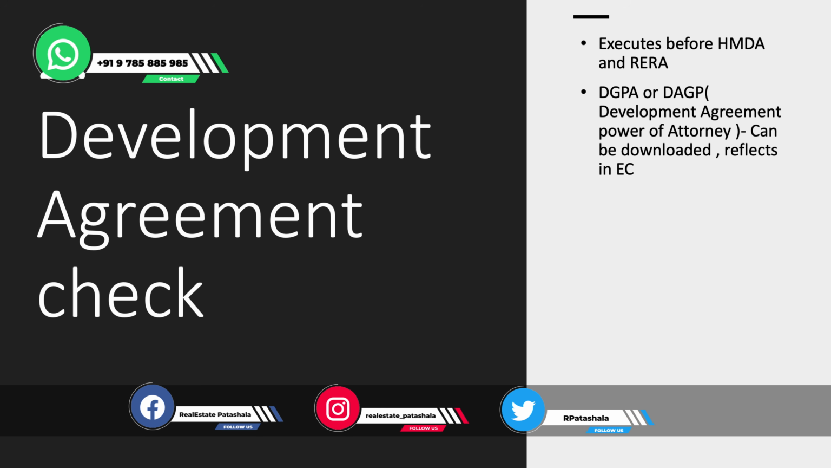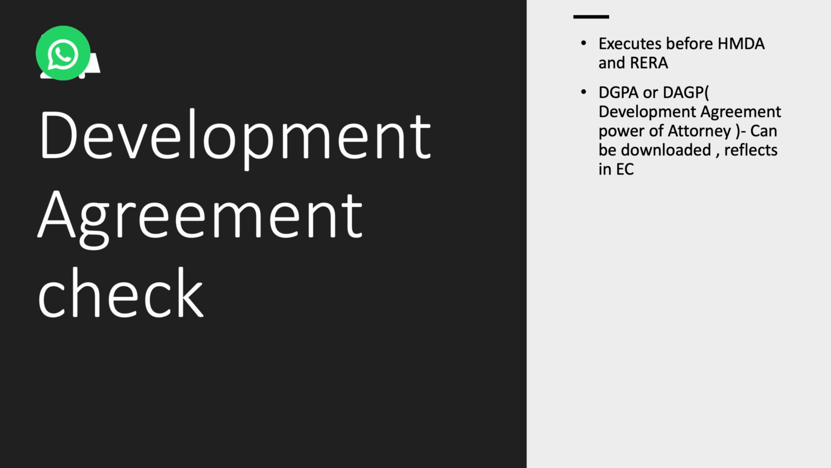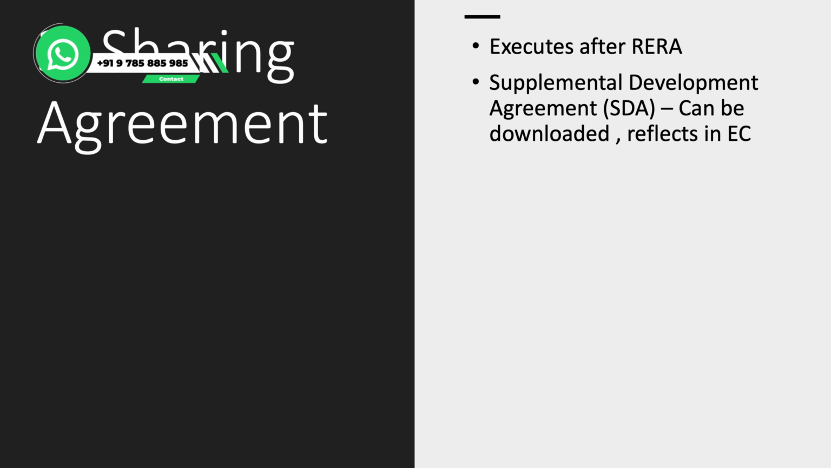This is executed before the permissions. As soon as they enter into any kind of agreement, they do the development agreement, followed by the HMDA permissions and the RERA process. So you need to check the development agreement and the ratio between the developer and the builder. Then ask for the supplementary development agreement, also called a sharing agreement. Suppose 100 flats are being constructed and the landlord has been allocated 40 units and the builder has taken 60 units. For those 40 units, the allocation, which block, which tower, which floor, which facing, everything should be reflected in this supplementary development agreement.